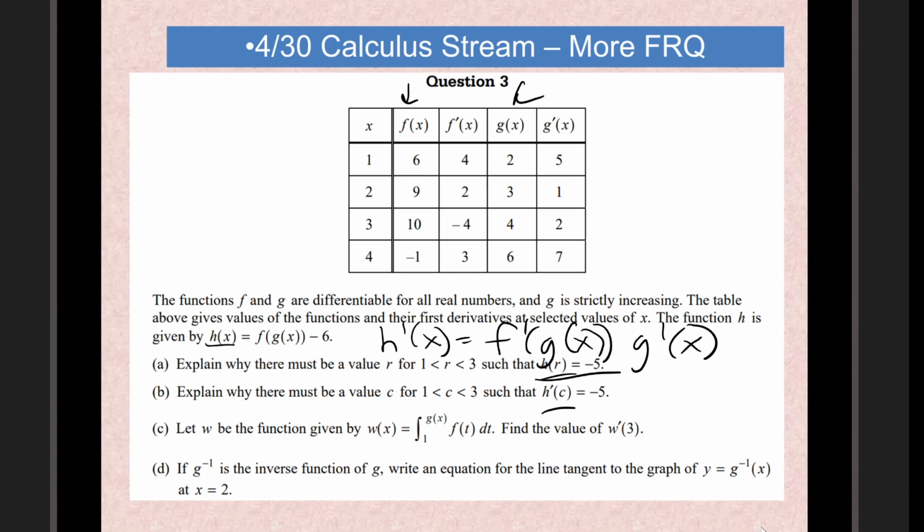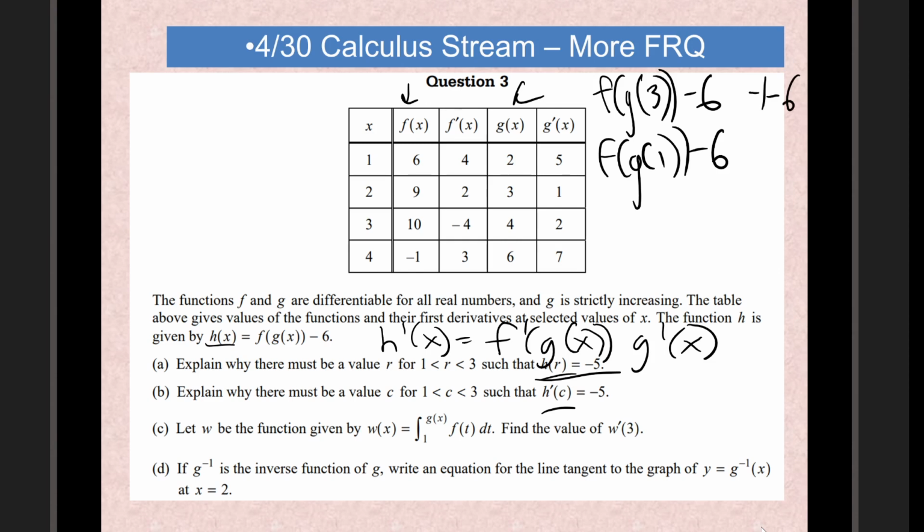Since h is f of g of x minus 6, then I'm going to do f of g of 3 minus 6 and f of g of 1 minus 6 and get these two values. g of 3 is 4, and f of 4 is -1. So -1 minus 6 is h of 3, yeah, that one. g of 1 is 2, and f of 2 is 9. So this is 9 minus 6. So we know it goes from -7 to 3, and it's differentiable, and g is strictly increasing, so we know actually quite a bit about it.